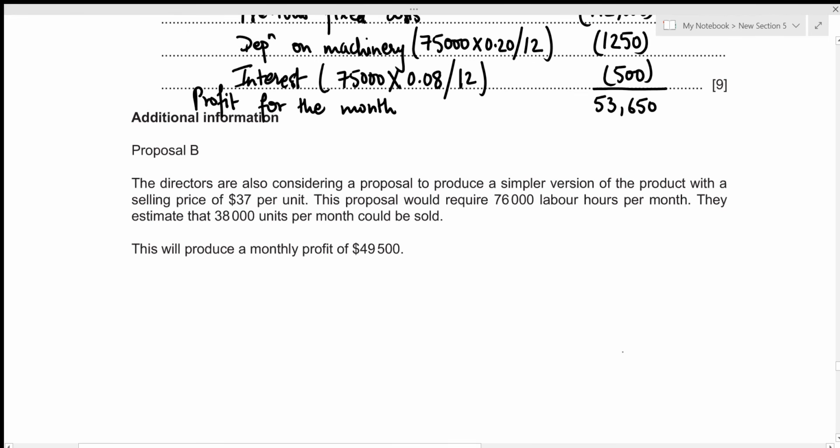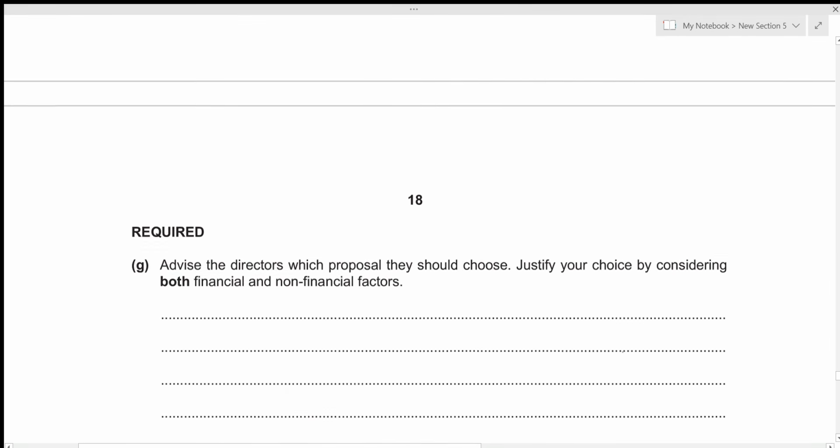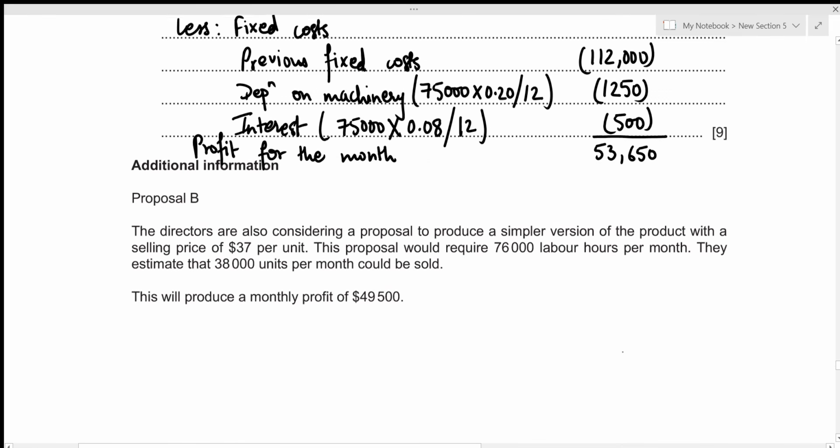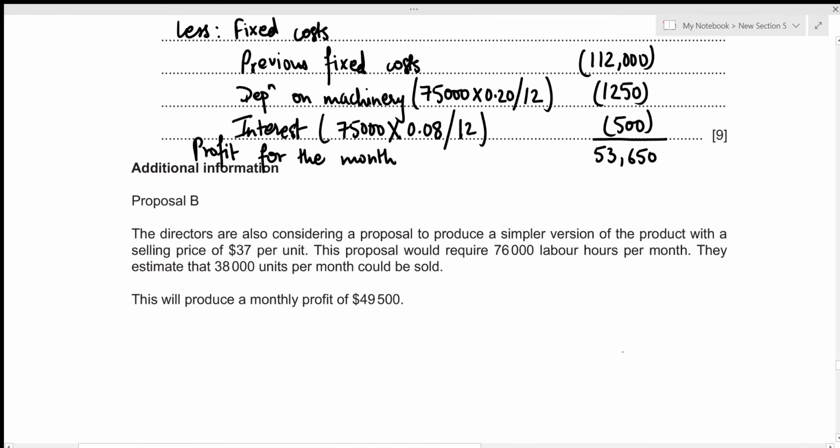We are given additional information regarding proposal B. First, let's have a look at the question. Advise the directors which proposal they should choose. Justify your choice by considering both financial and non-financial factors. In order to do so, let's first have a look at proposal B. The directors are also considering a proposal to produce a simpler version of the product with a selling price of 37 per unit. So proposal A had a selling price of 57.